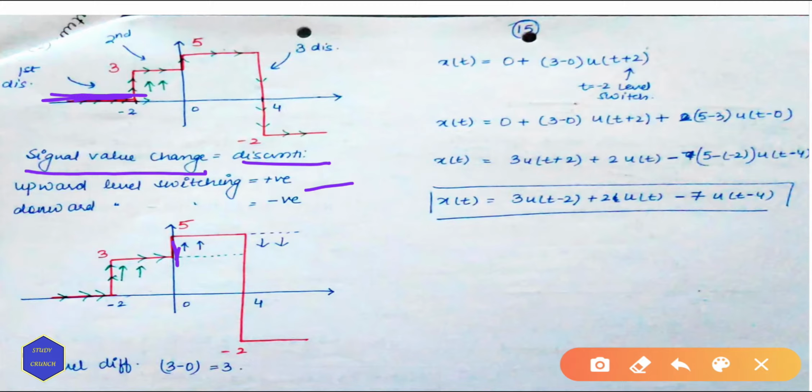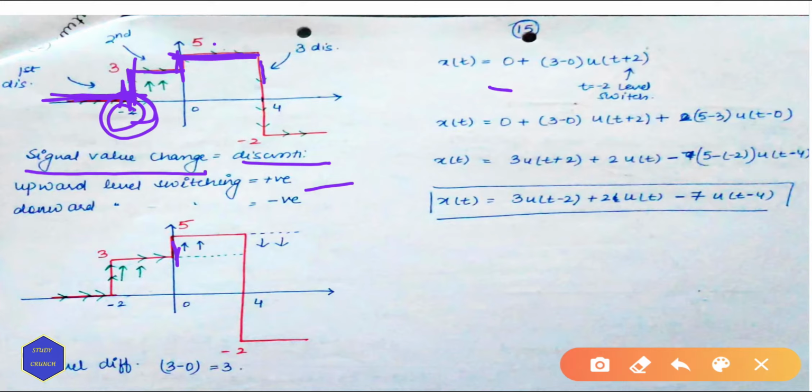Then it is moving upward at the magnitude of 3 at t is equal to minus 2. So this will be equal to 0 plus 3 minus 0 because the level is 0. So 3 minus 0 u of t plus 2 because it is at t plus 2 the value is 3. Now for again a shift, at u of t minus 0, that is t is equal to 0, we have 5 minus 3, that is 2, so 2 u of t.